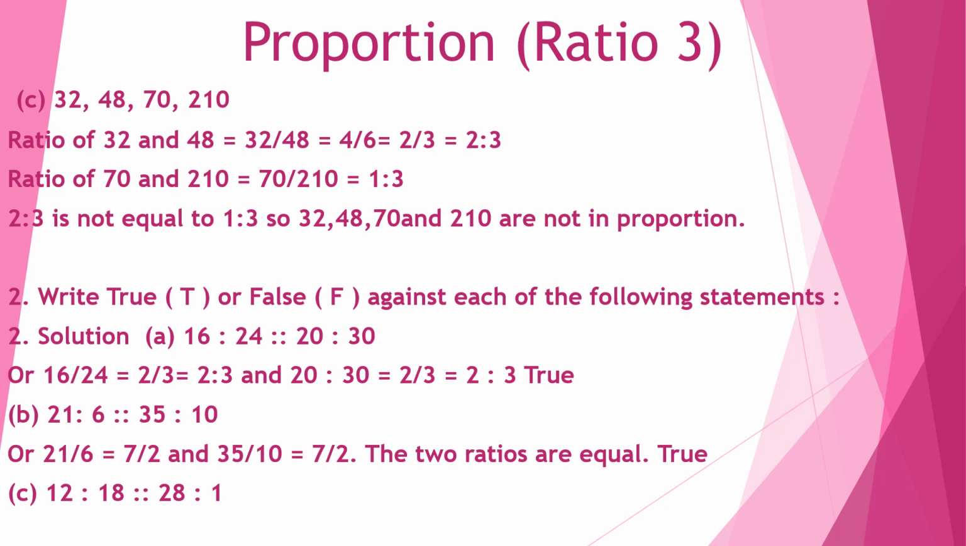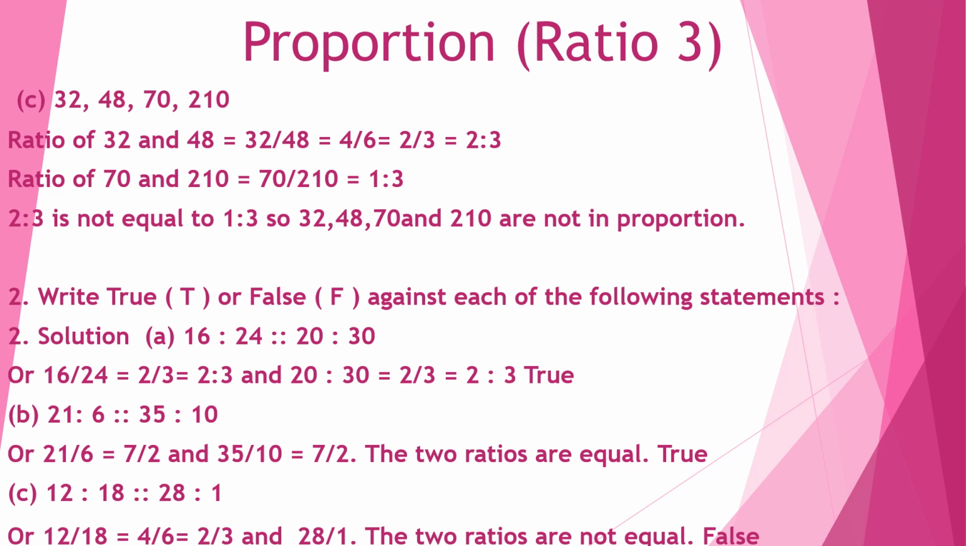12 is to 18 as 28 is to 1. Now 12 is to 18 is 4 by 6 or 2 by 3, and 28 by 1 is equal to 28 by 1. The two ratios are not equal, so false.